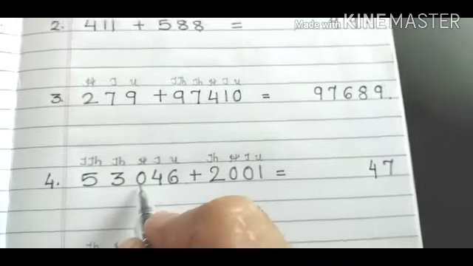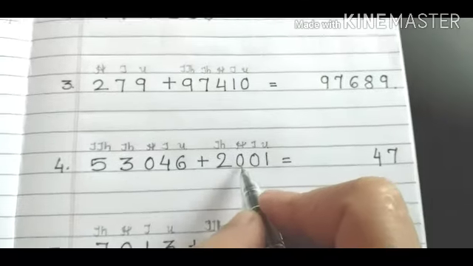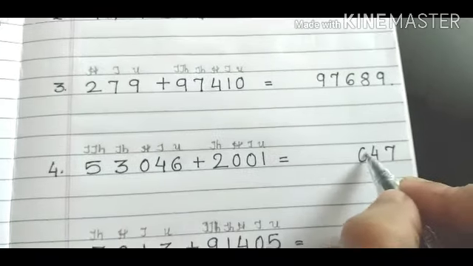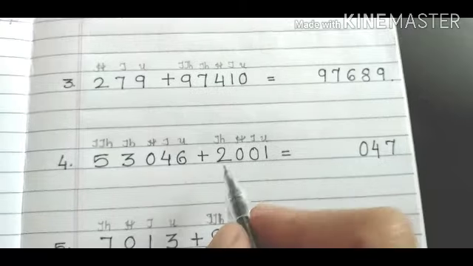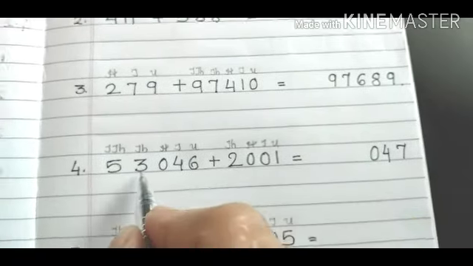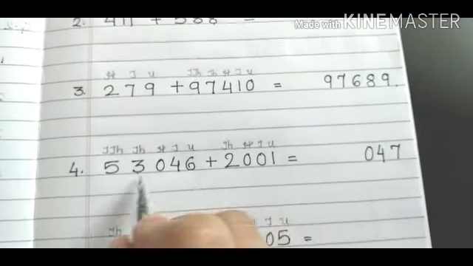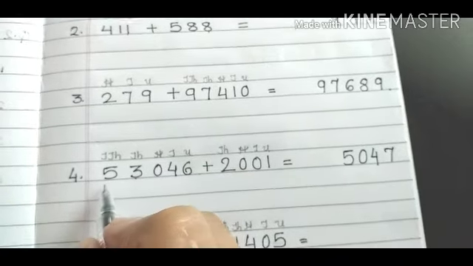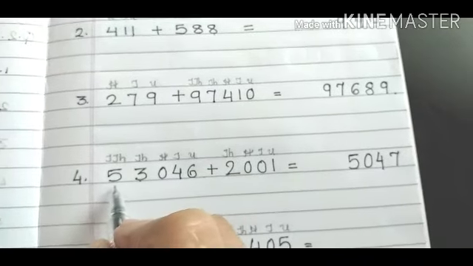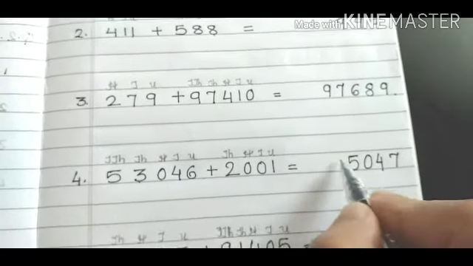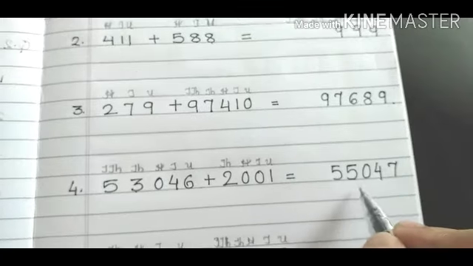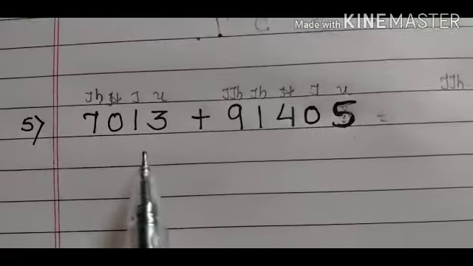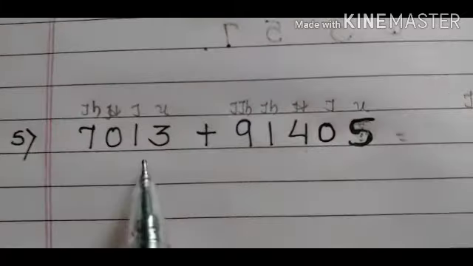In hundreds place 0 plus 0. So 0 plus 0 is 0 itself. So write down 0 in hundreds place. In thousands place 3 plus 2. 3 plus 2 is how many? 5. So write down 5 in thousands place. And in 10,000s place only 5 is there. So write down 5. So our answer is 55,047.